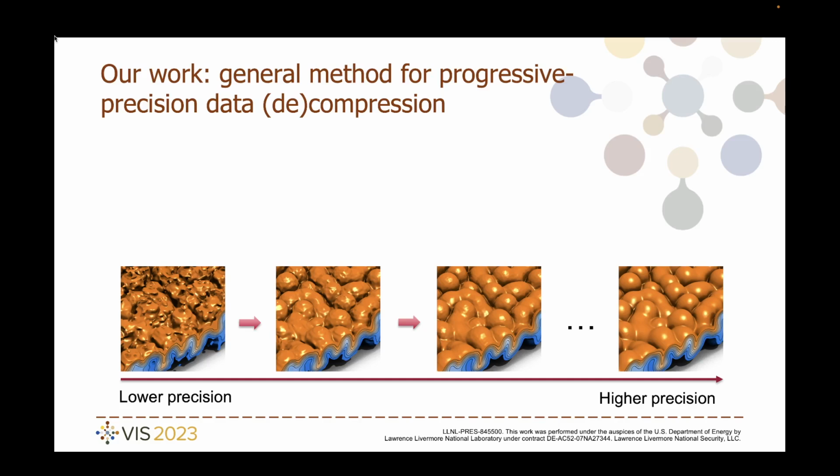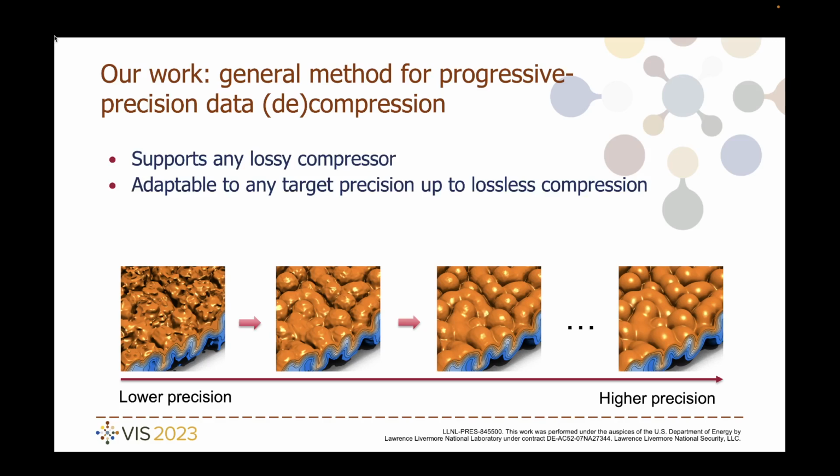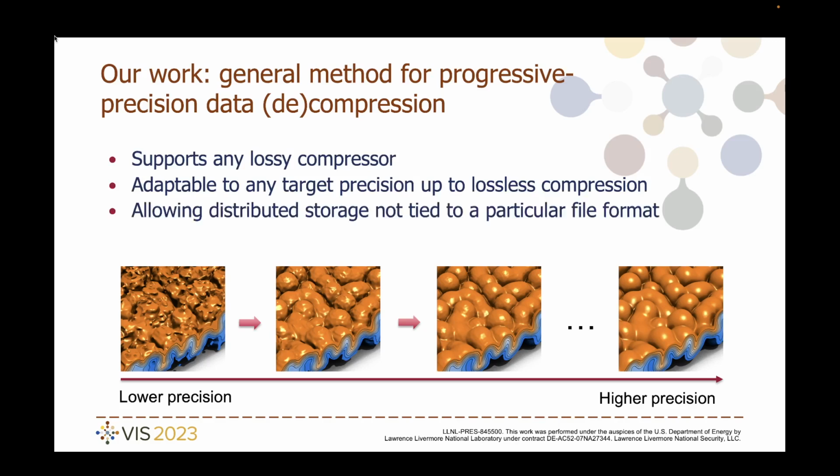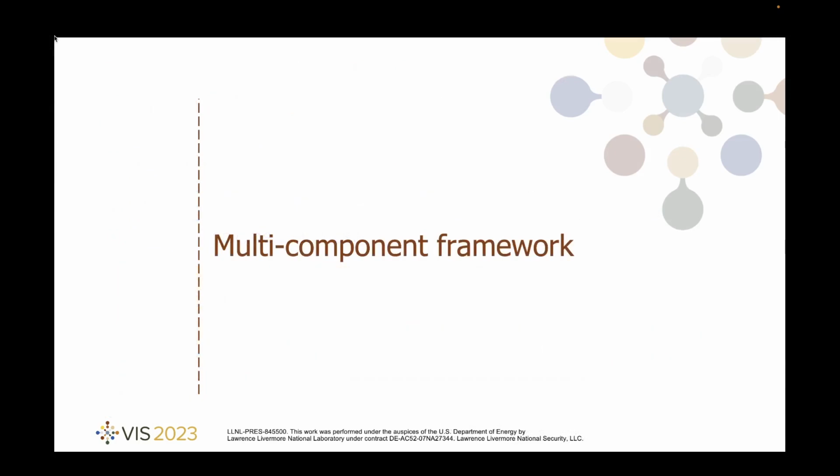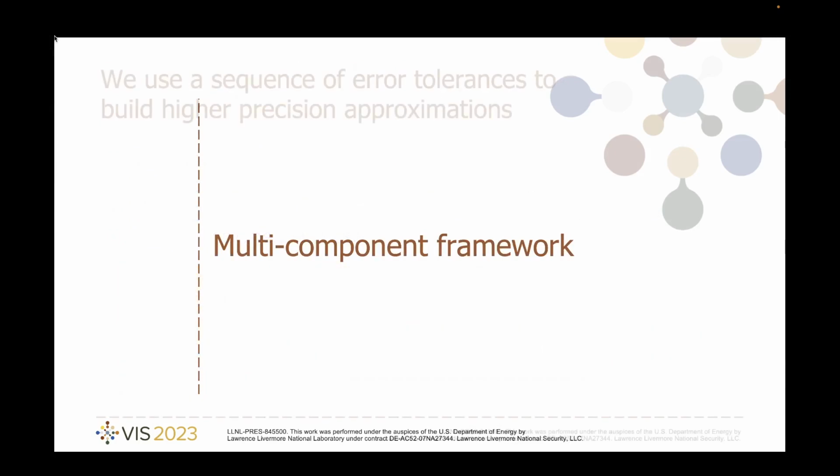In this work, we propose a method based on progressive data compression and retrieval that allows for post-processing compressed data at multiple levels of precision. Our framework is general in the sense that it can be applied to any lossy compressor. It works for any level of precision up to lossless compression. It allows for distributed storage across different media types, and lastly, it is easy to use and implement.